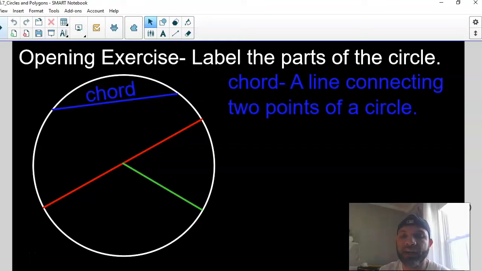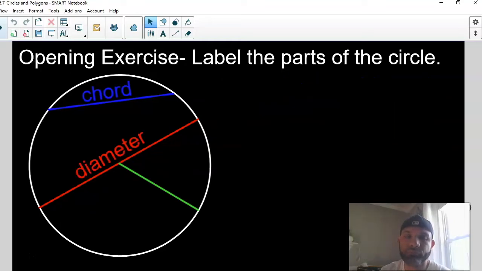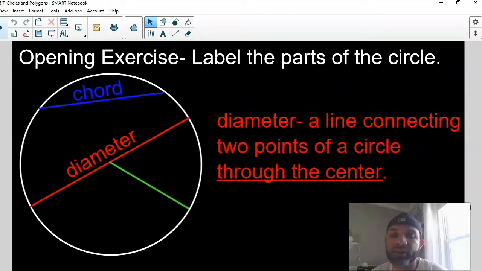What about the red line? What did you put for that? That is the diameter. If you want to write this down, the diameter is a line connecting 2 points of a circle through the center. Through the center is super duper important. One can say that it's basically a chord that goes through the center of the circle.